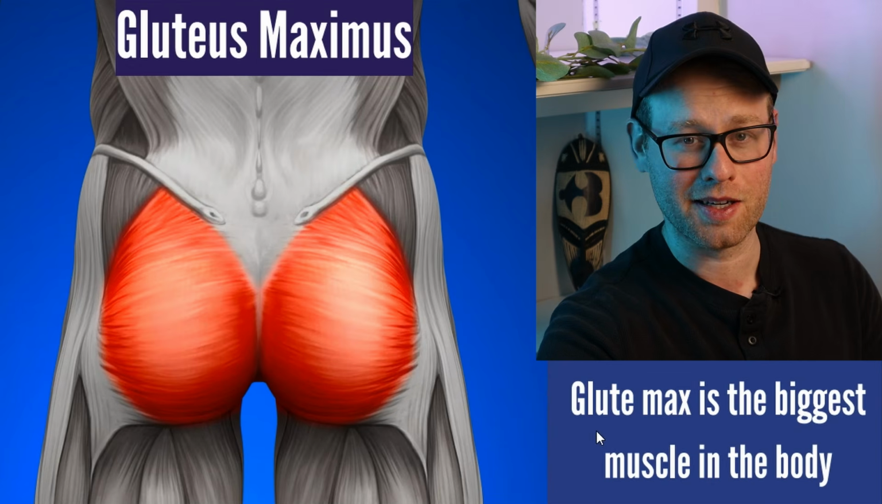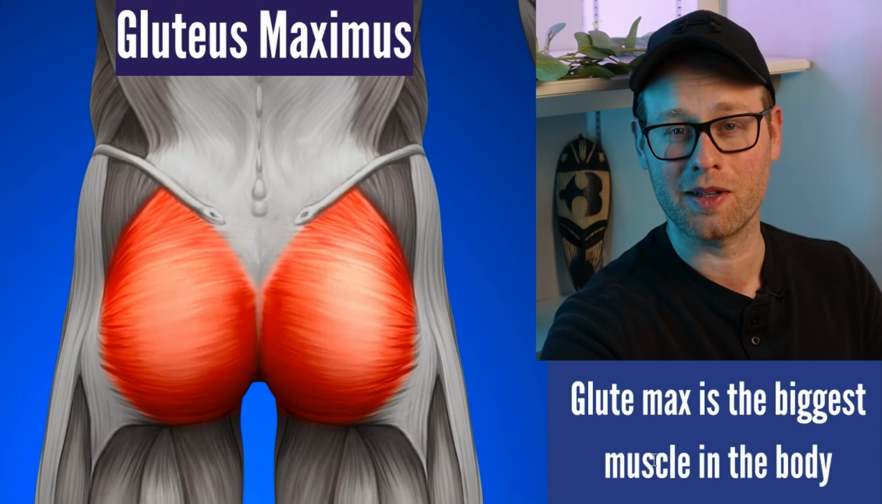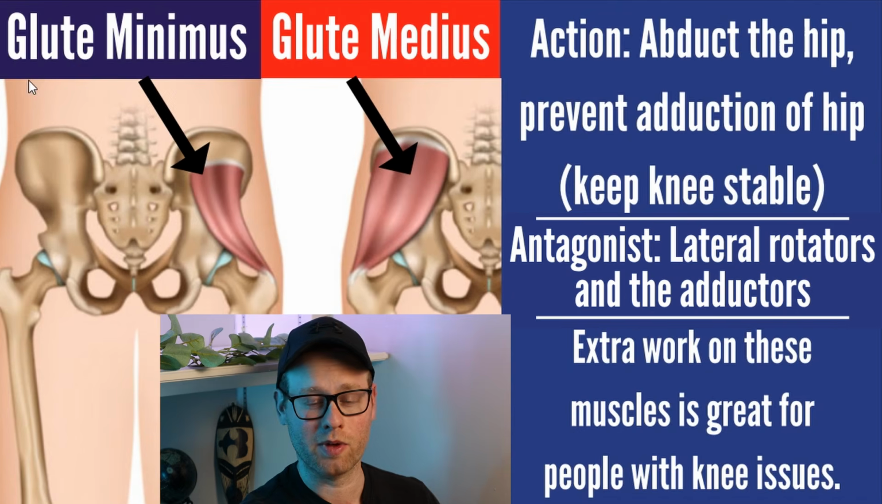And a fun fact here, glute max is the biggest muscle in the body, and that's not just on some people, that's on everybody. Even if you have a small butt, glute max is still the biggest muscle on your body. Next up, we'll be talking about glute minimus and glute medius.